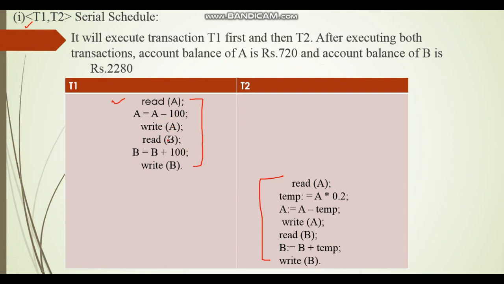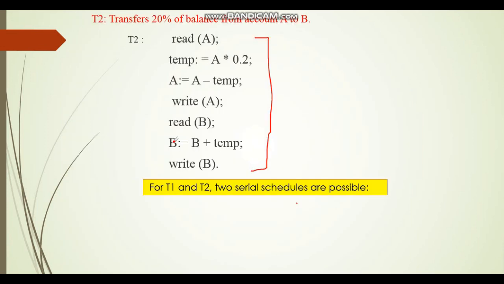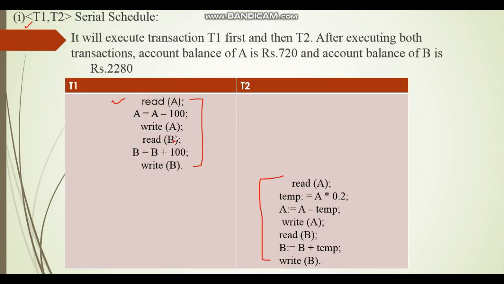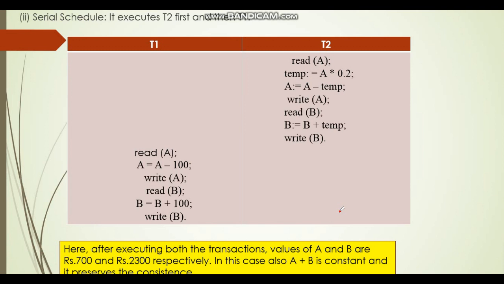Then it is going to read the value of B, that is 2000. These are the values which we are going to take in the example. So here it is 2000 plus 100, that is 2100, and it is going to update. Likewise here also you have to put the values and see what values you are getting at the end.